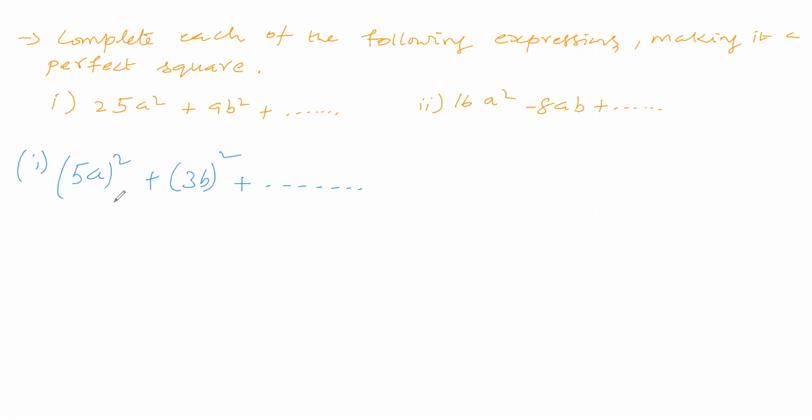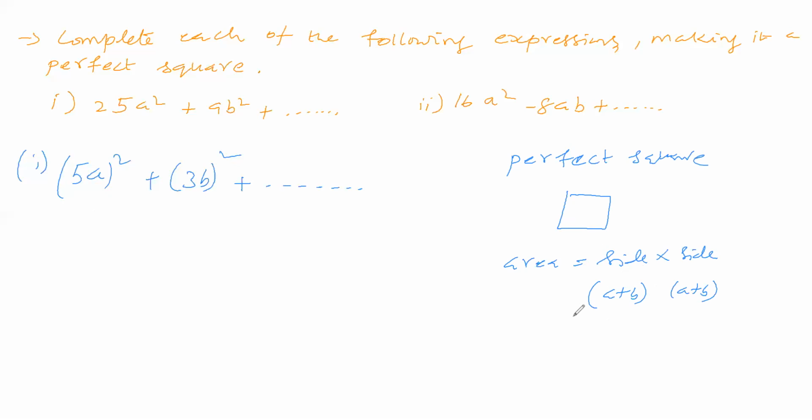Now, they are saying making it a perfect square. Perfect square in the sense what? Perfect square in the sense we will take a square, its area is side into side. Suppose if the side is a plus b, we will say the area is a plus b whole square. So like this we have to make it.